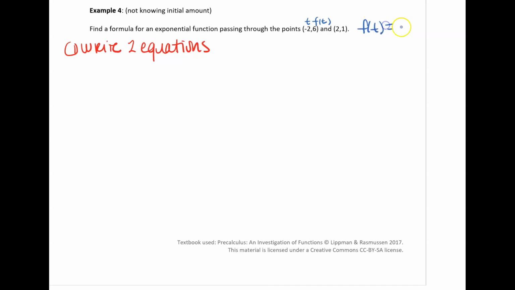So I'm going to be working with f of t equal to a b to the t. A and b are numbers. We just got to figure them out. So I'm going to plug in what I know, and I'm going to say, okay, in that first one, I'm going to have 6 equal to a b to the -2. The second equation I'm going to write is going to use the (2, 1). So that would be 1 equal to a b to the second power.